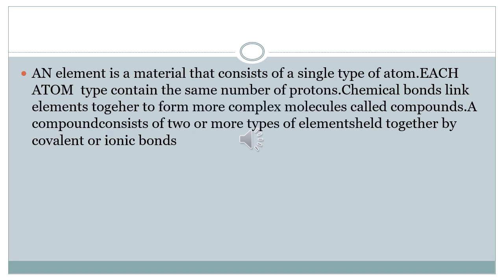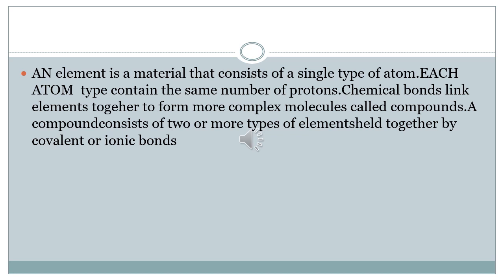Here, an element is a material that consists of a single type of atom. Each atom type contains the same number of protons. Chemical bonds link elements together to form more complex molecules called compounds. A compound consists of two or more types of elements held together by covalent or ionic bonds.